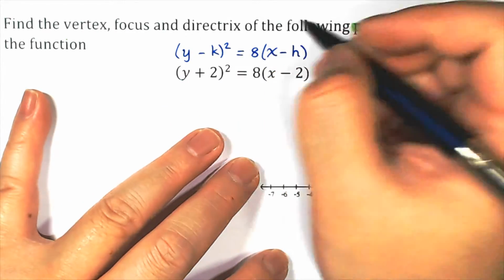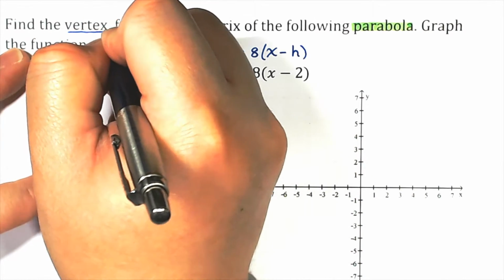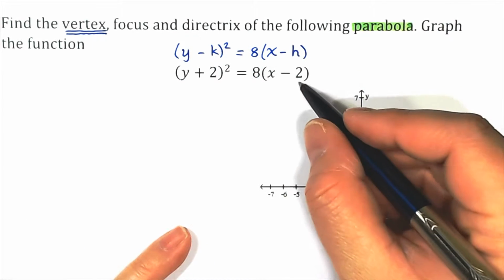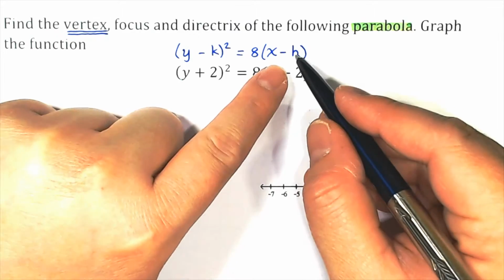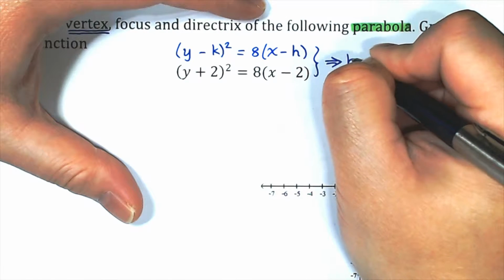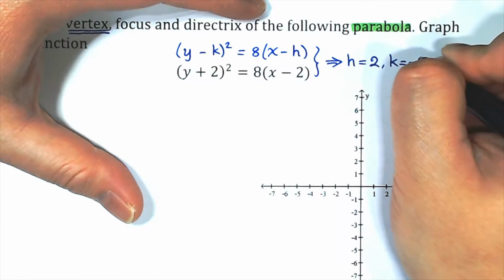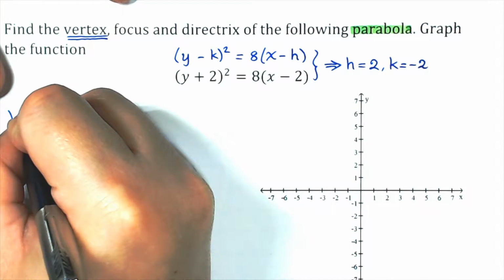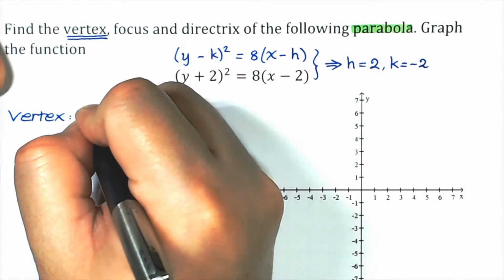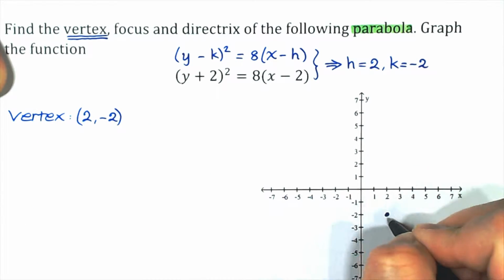We might rewrite the 8 later, but the first thing we see is that the vertex of the parabola is going to be 2 and negative 2. When we compare these two equations, h is equal to 2 and k is equal to negative 2. So we write out the vertex at 2 and negative 2. It's going to be right here.